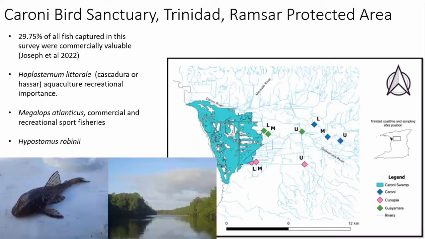Hoplosternum, the cascadoo, has aquaculture importance as well as recreational. Tarpon, or Megalops atlanticus, is valued not just as a food species, but also a recreational sport species. And Hypostomus is important in the ornamental fish trade, because this is one of the species that is captured and exported. But it also means all 3 of these species are in need of some sort of management system, a quota system, which we currently lack in our regulatory systems.